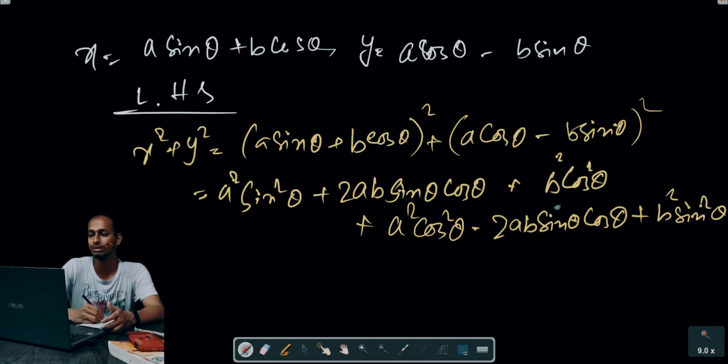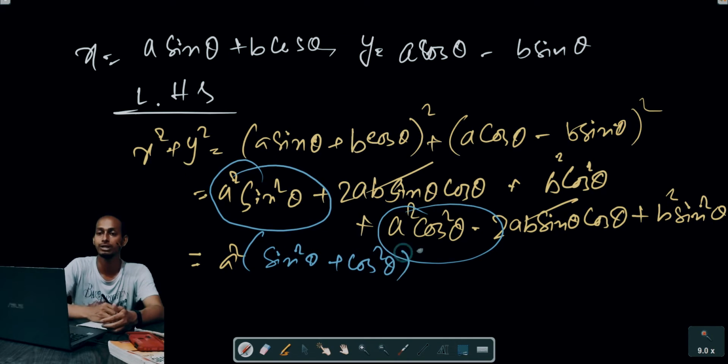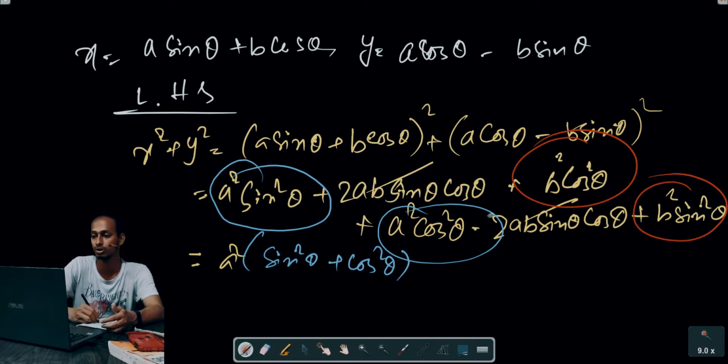We can see easily that 2ab sin theta cos theta cancels out, and we can take a square common from this part and this part. If we take a square common, inside we get sin square theta plus cos square theta, isn't it? Just check it out. And if we take b square common from this term and this term, we'll be left with cos square theta plus sin square theta, right?